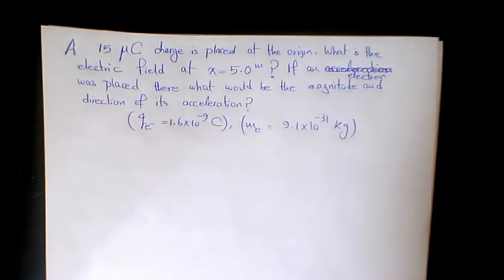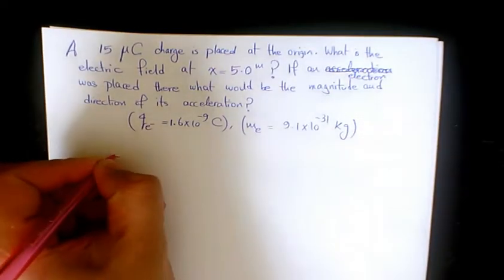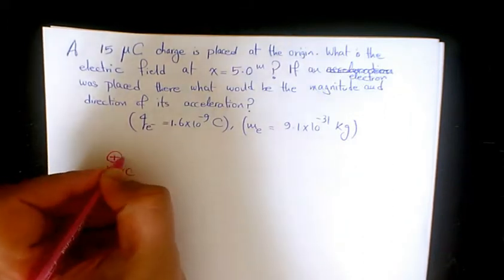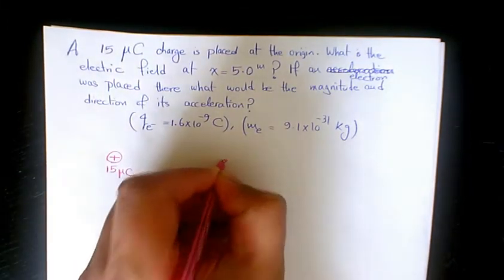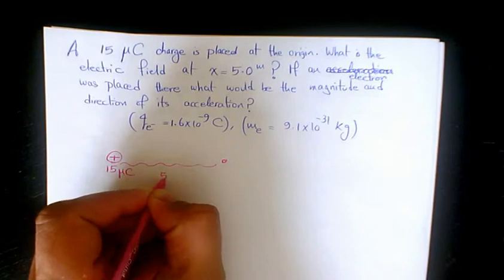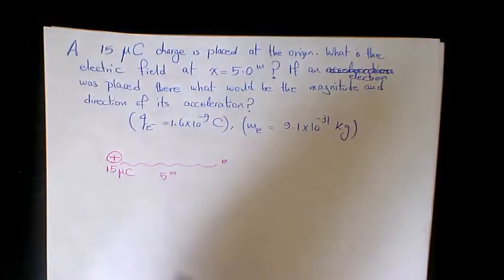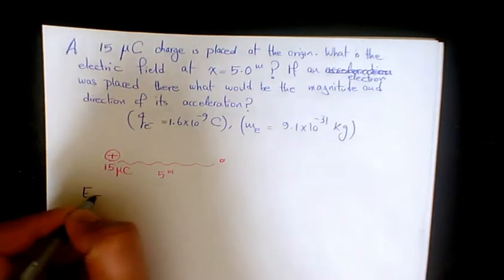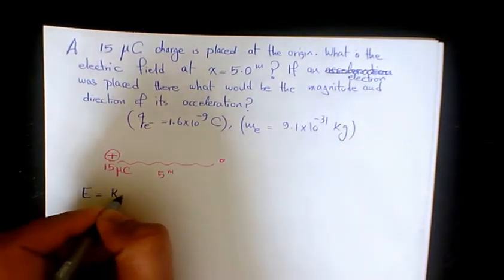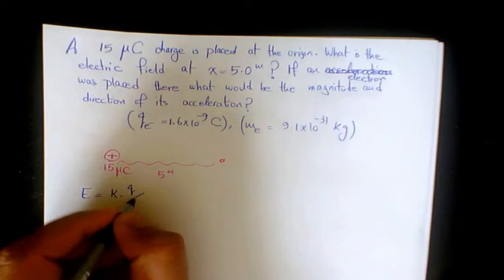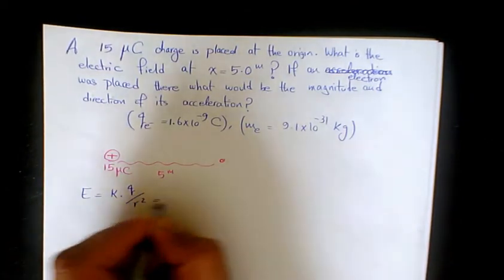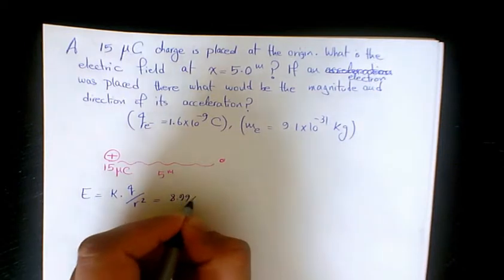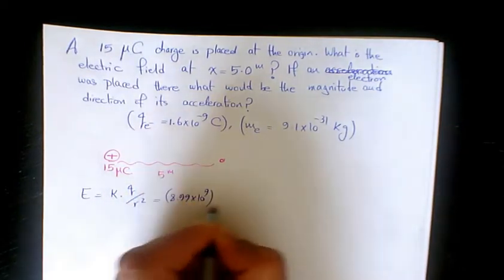So the charge is placed here. That's 15 microcoulomb. And we need to find out the electric field right here, which is 5 meters away from this positive charge. So E will be K times Q over R squared. K is Coulomb's constant, 8.99 times 10 to the power of 9.